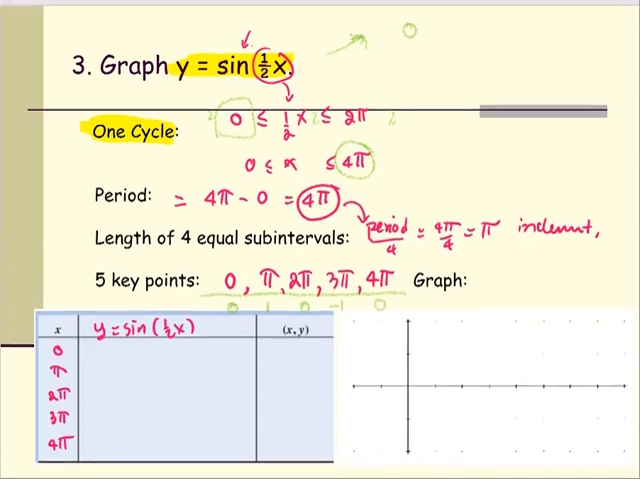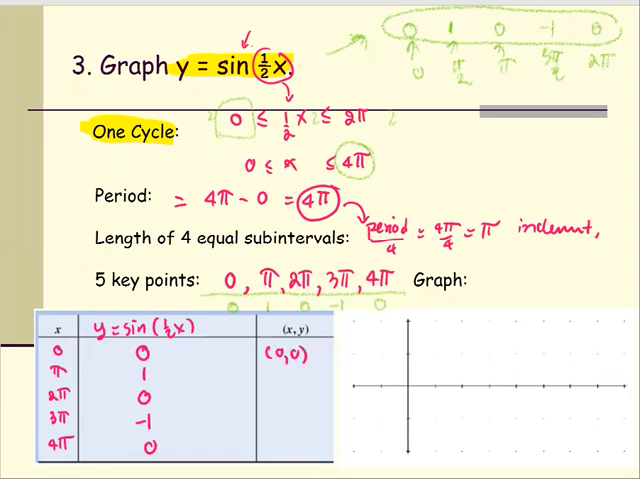So 0 on the unit circle is for an angle 0, and then 1 for an angle pi over 2, and back to 0 at an angle pi, -1 at 3 pi over 2, and then back to 0 at an angle 2 pi. So I use this as the 5 key point values. To complete the table, we're just going to replace it with 0, 1, 0, -1, 0. Put together in ordered pair form: 0, 0; pi, 1; 2 pi, 0; 3 pi, -1; and the last is 4 pi, 0.